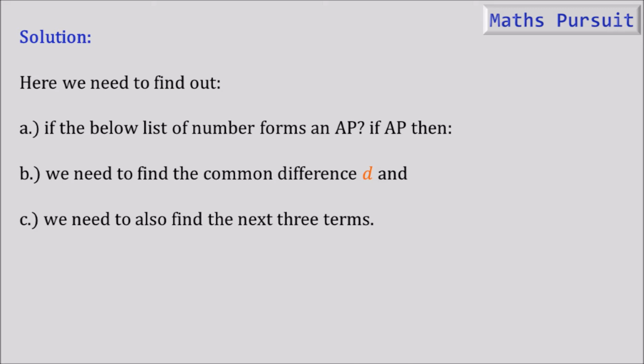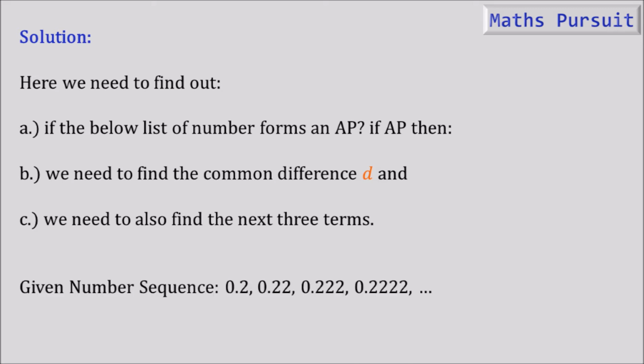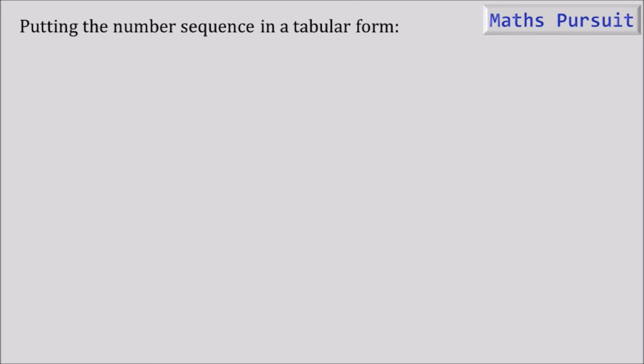So for doing all these things, we need to first of all find the common difference D. Now the given number sequence 0.2, 0.22, 0.222, 0.2222 and so on. That means after the decimal the 2 keeps on increasing with each number. So let's see. Now putting the number sequence in a tabular form. Guys, as usual, I always prefer to put the numbers in a tabular form so that it will help us to work with the numbers without confusing them.